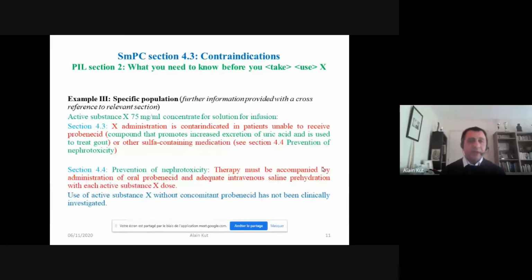What we can find in this section is how to prevent nephrotoxicity. Therapy must be accompanied by an administration of oral probenecid and adequate intravenous saline prehydration with each active substance X dose. Then we warn the healthcare professional about nephrotoxicity. Why? Because the use of the active substance without concomitant probenecid has not been clinically investigated. Then once again, the connection between these 2 sections.